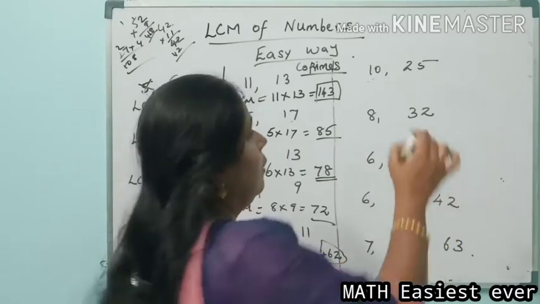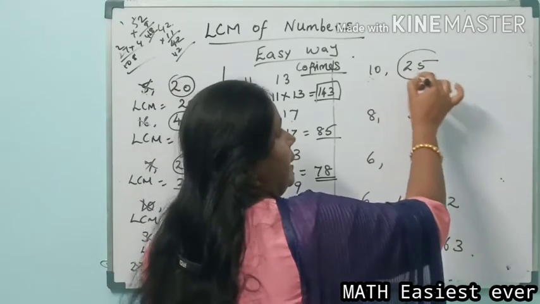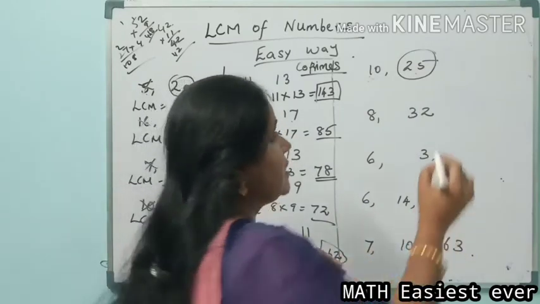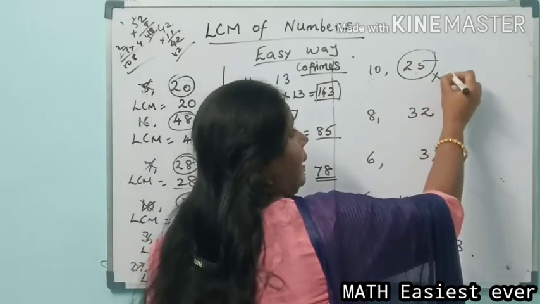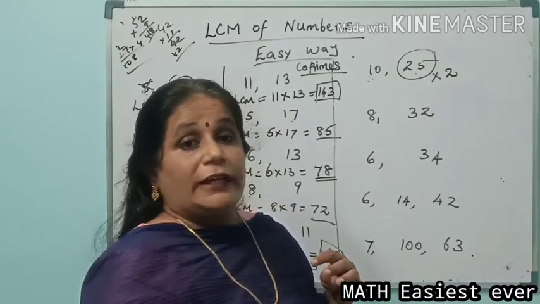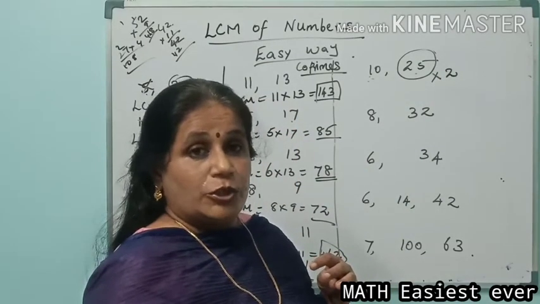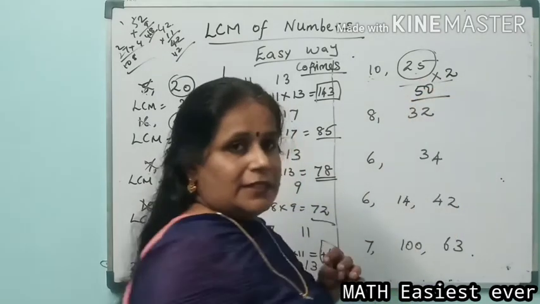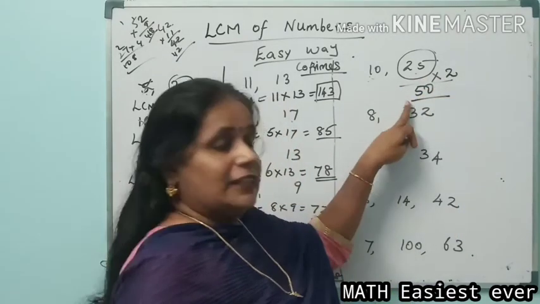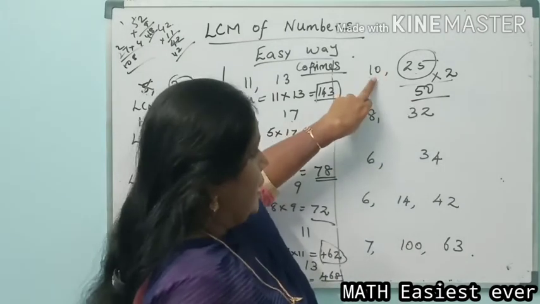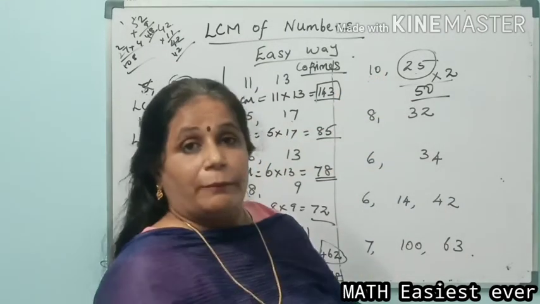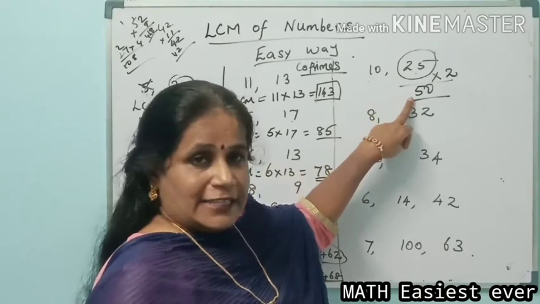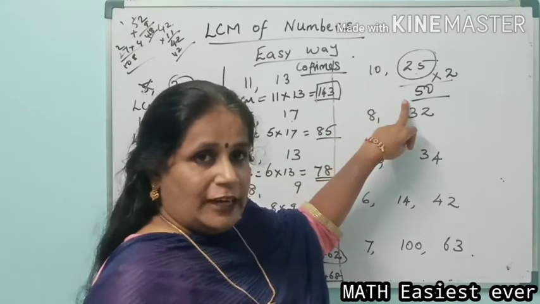Let's see. Of these two numbers, which is the bigger number? The bigger number is 25. What you have to do is first take this bigger number and multiply it with 2. 25 into 2 is 50. Now check whether 10 divides this 50 completely. Yes, 10 divides this 50 completely.